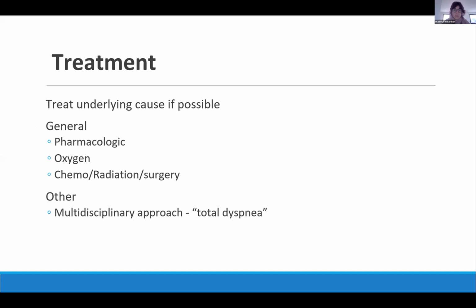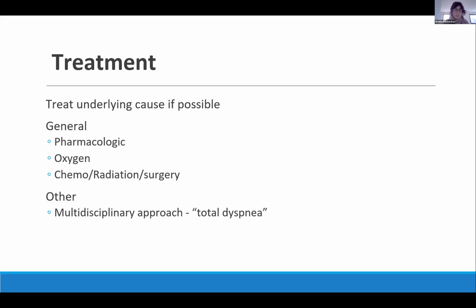So just like nausea and vomiting, wherever possible, we treat the underlying cause. If someone has a treatable cause of breathlessness, such as pneumonia, and they're not in the last hours or days of life, then we would give antibiotics, and hopefully that would improve the breathlessness. And then we have some other ways of managing symptoms too, when we can't treat that underlying cause. We'll go through those now.